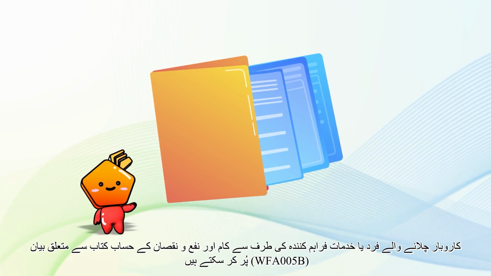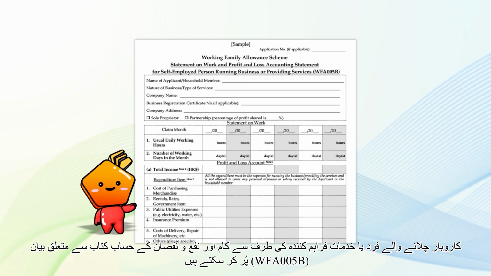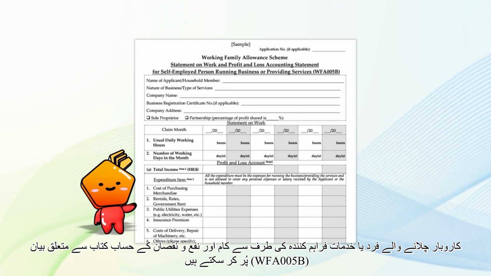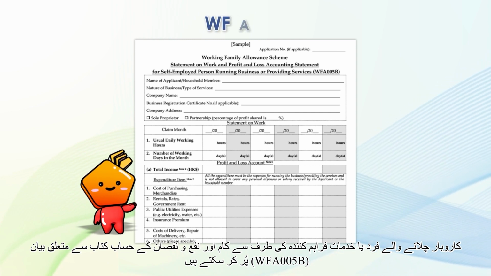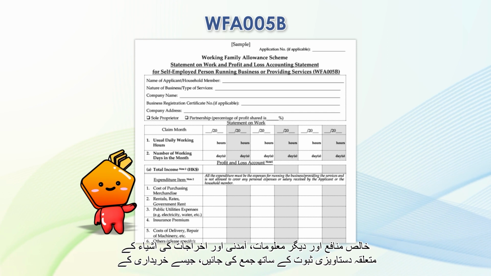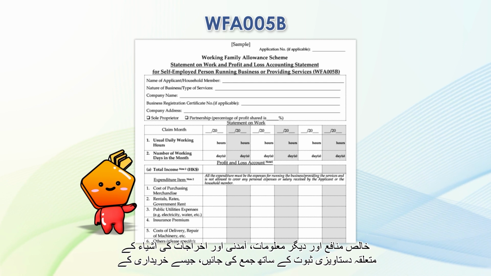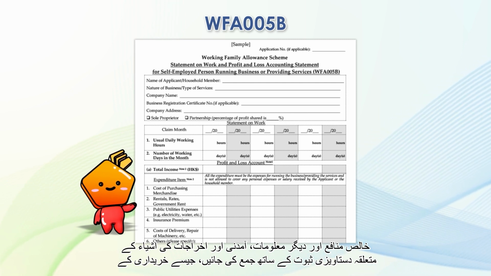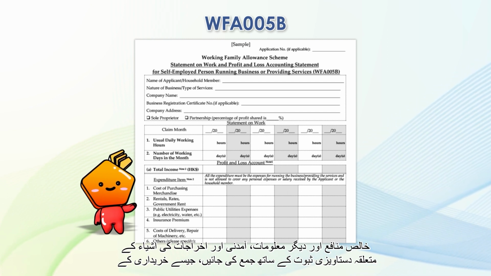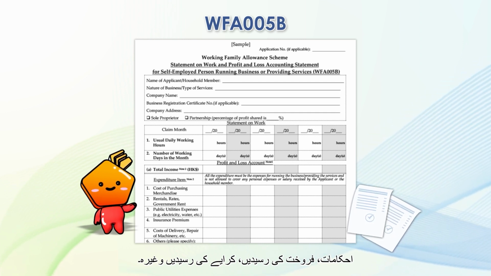If you are not able to provide these documents, you may fill in the Statement on Work and Profit and Loss Accounting Statement for Self-Employed Person Running Business or Providing Services, WFA 005B, to report your work record, total income, total expenditure, net profit, and other information, to be submitted together with the relevant documentary proof of the income and expenditure items, such as purchase orders, sales invoices, rental receipts, etc.